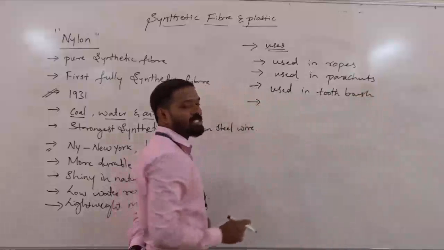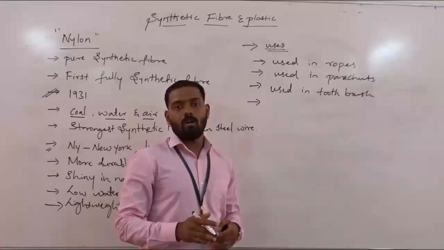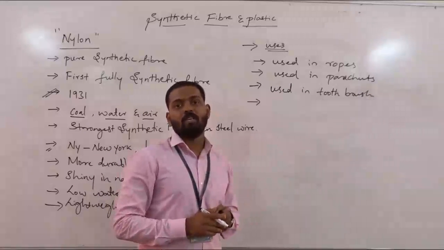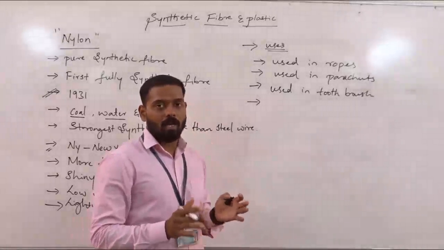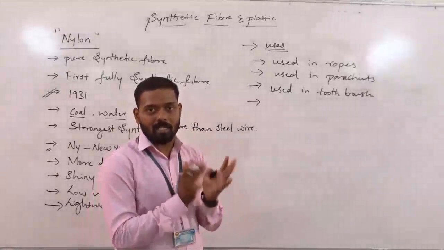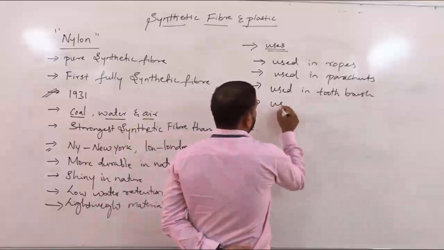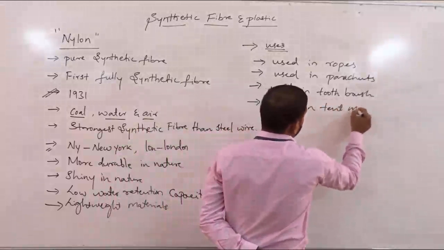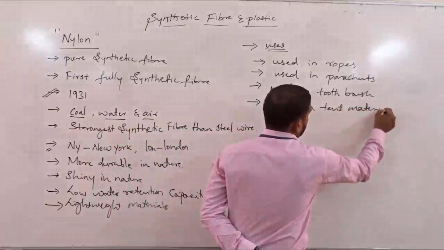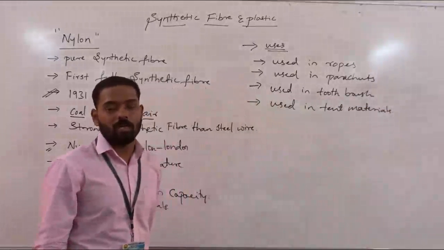And nylon is used in tent materials. Today you can see that, suppose you are visiting some places, like you are going for touring, and if tents are required, the tent material is made of nylon. So nylon is used in manufacturing of tent materials.